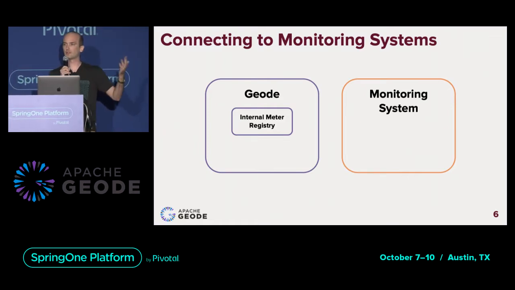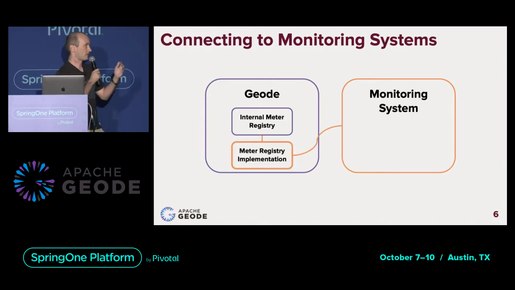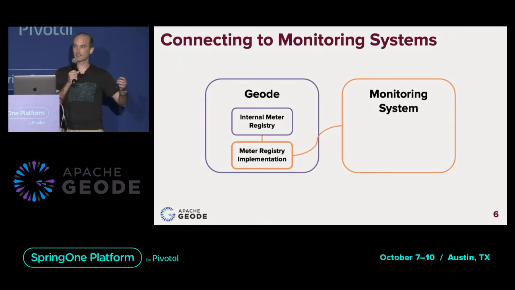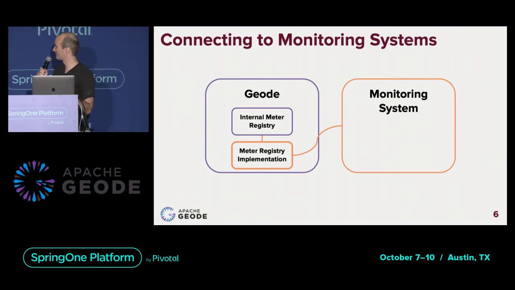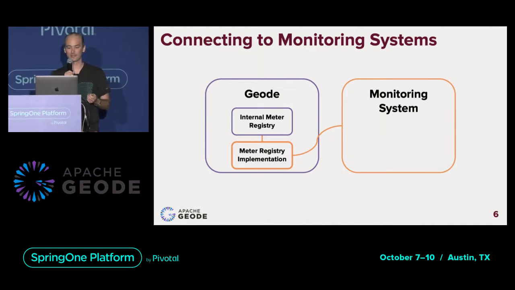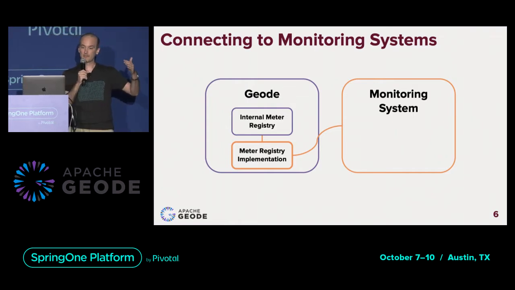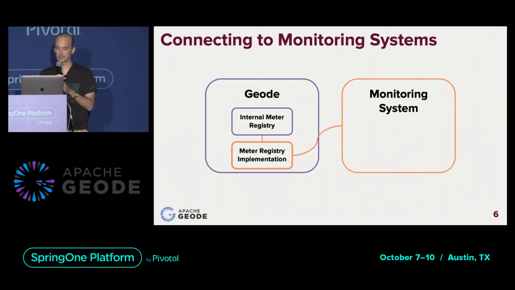There's a whole bunch of different ones out there, and so what we provide is a meter registry implementation. This is an interface that the user can implement. It has two pieces, essentially start and stop: how should I start this registry, and how should I stop it when you're all done with it? And with that setup, we can now read the meters from our internal meter registry, go to your implementation, and ship them to your external monitoring system.